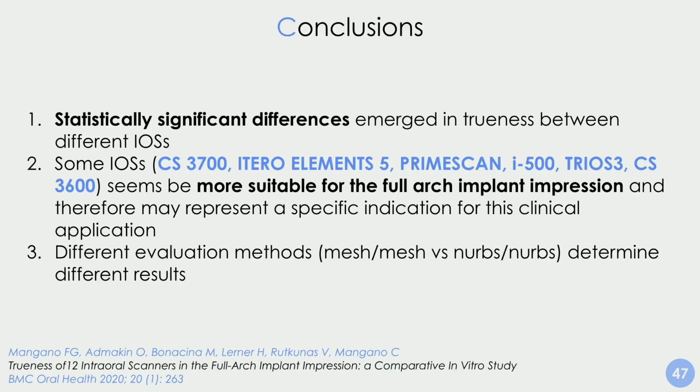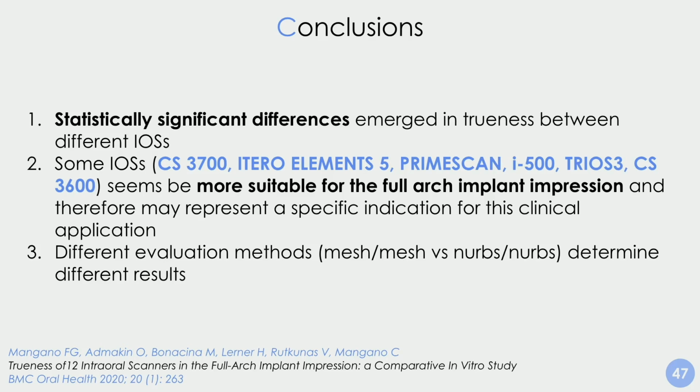And so we had the conclusion of this study. The conclusions are these, basically. We have statistically significant differences in trueness between different scanners. And I would say that there are some scanners that are more suitable for the full arch application, like the Kerstin scanner, Hero Elements, Primescan, Medit, and Trios 3. They look more suitable for the full arch implant impression. So there may be a specific indication for using these scanners in the full arch impression because they are intrinsically better than the others in this specific application.